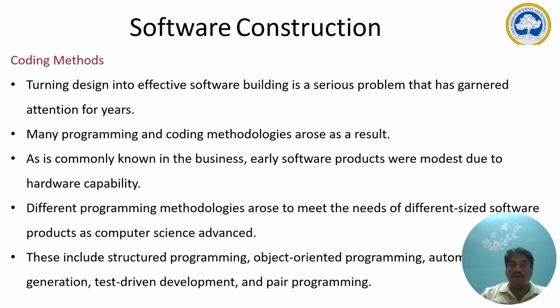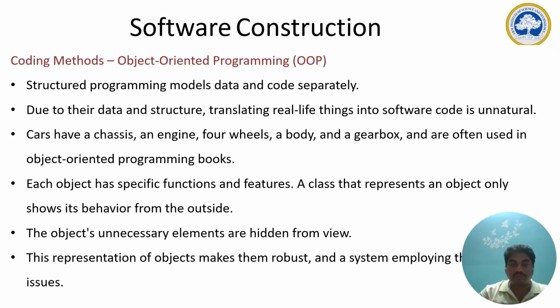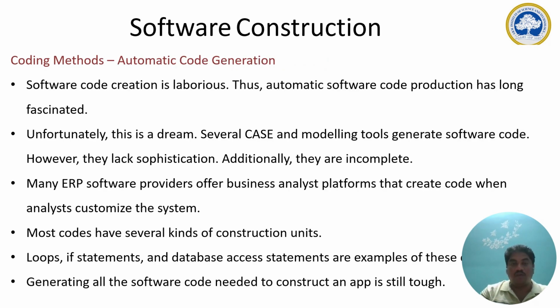So up to now we completed the review, and the coding framework also we completed. Now we go to the next stage, software construction, which is called coding methods. There are several methods for coding, such as the structured coding method, the automatic code generation method, the OOPS method, that is the object-oriented programming method, and some other construction methods. These are the coding methods.